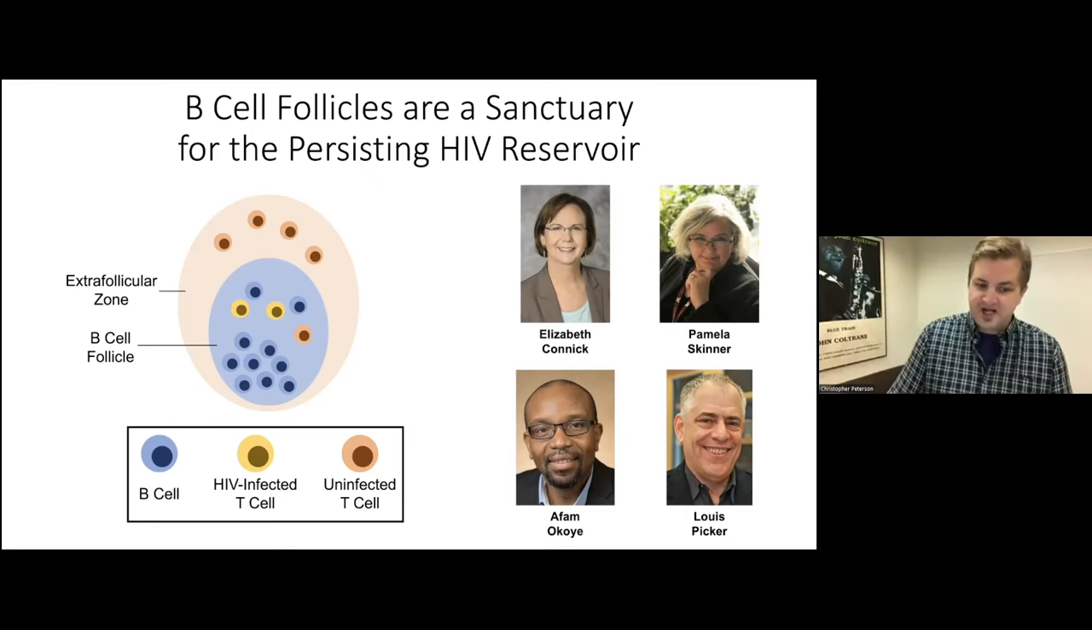There are also some HIV-infected T-cells, specifically T follicular helper cells. But then some of the HIV-specific CD8 cells that could kill those cells in yellow are excluded from that space. And so they can't get in, they can't clear those cells out, and they're able to persist over time. And this is what we refer to as a sanctuary.